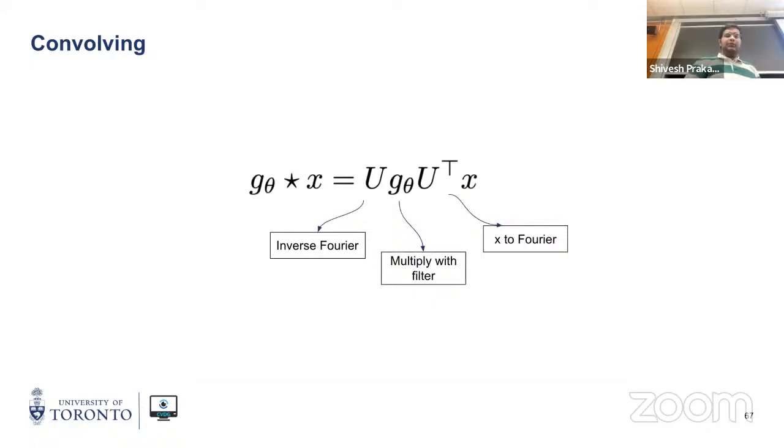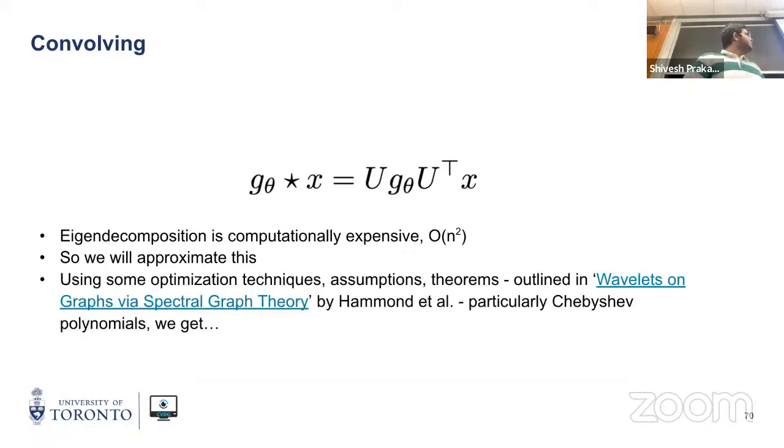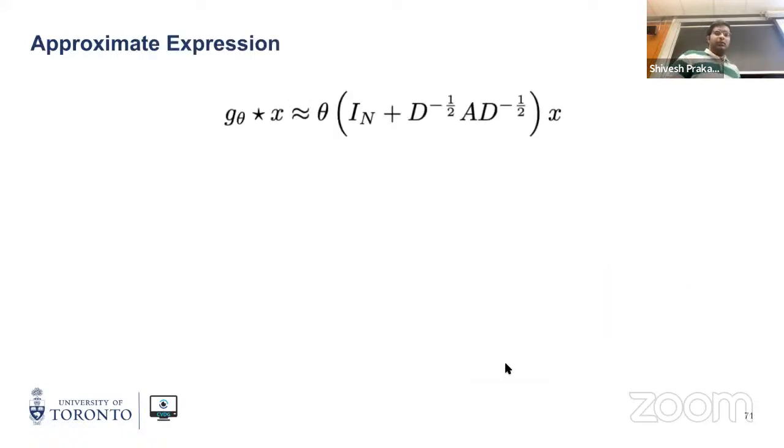Okay. So now the issue with this computation is that eigen decomposition is computationally quite expensive. Particularly it's in O of n squared, and we don't really want to do this. So what we will do is we will approximate this. And the way we will do it is again using some pretty advanced optimization techniques, some hand wavy assumptions, and some theorems, which are actually outlined in this paper. Again, we'll not be delving into how exactly we do this approximation, but we make use of Chebyshev polynomials as such, and we are able to approximate this thing into this.